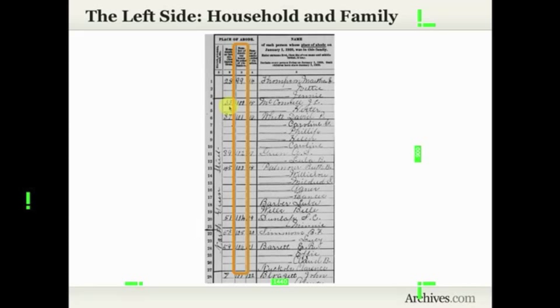First is the household number, and that would be just where the census taker would number the households in order. There's no special meaning to it, it's just a sequential number. The family number is often different than the household number. The household is basically going to be encompassing everyone who is in that house. It's the entire household. But you can have multiple families in one household.